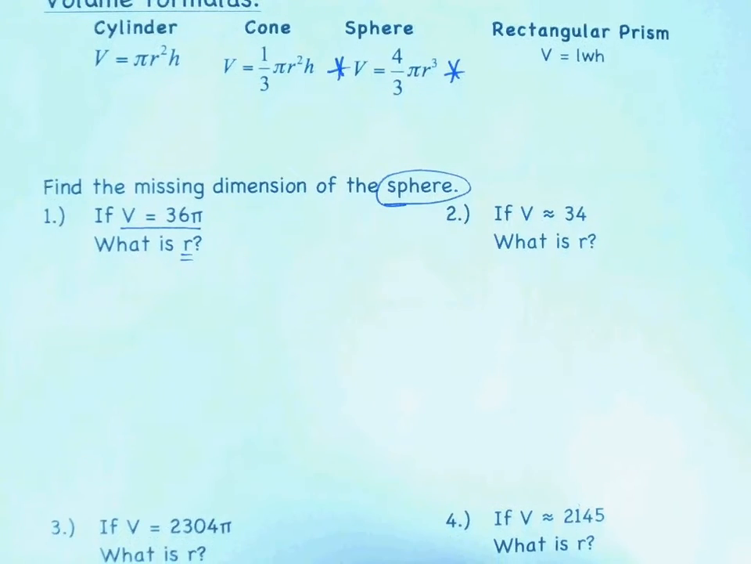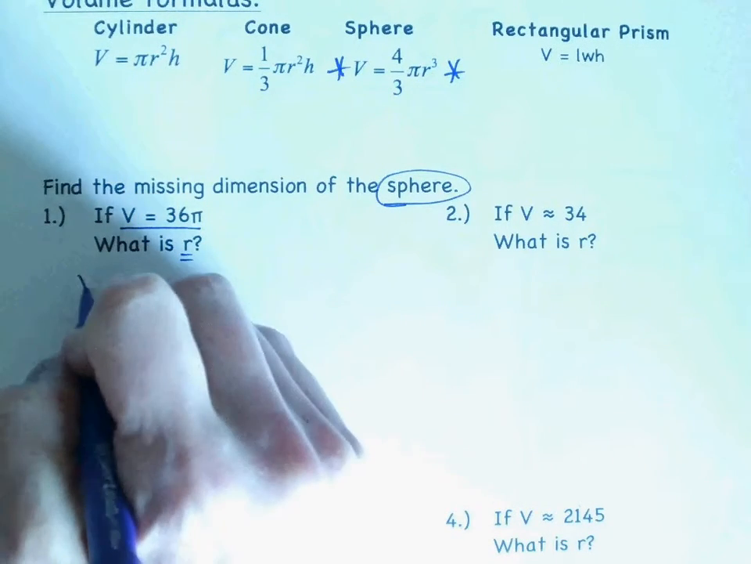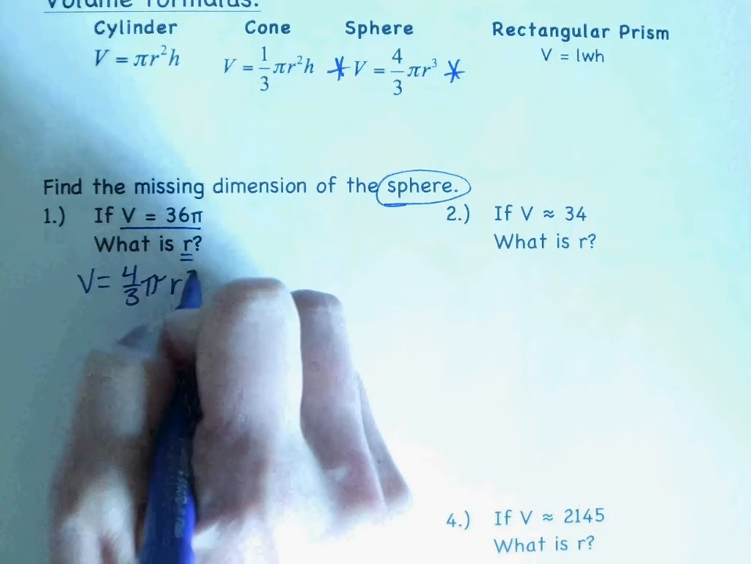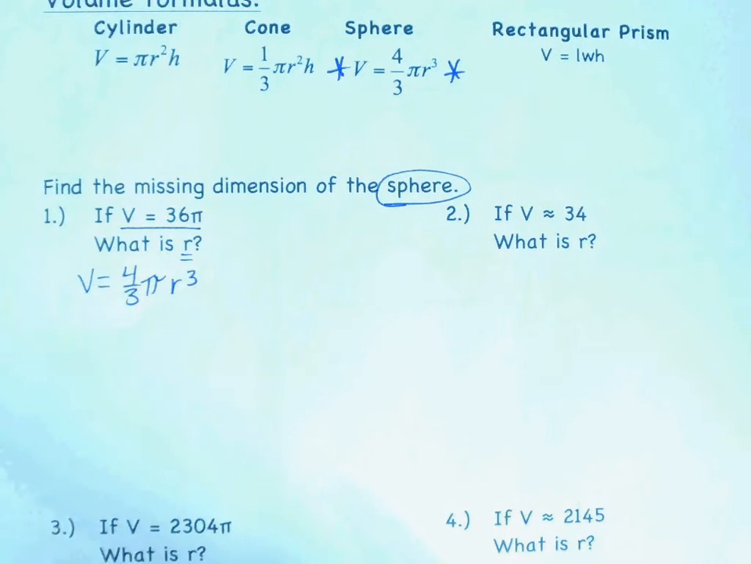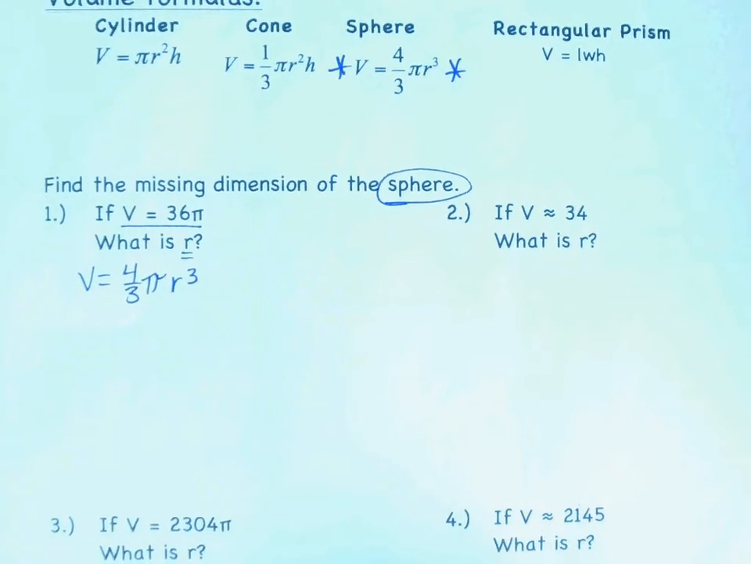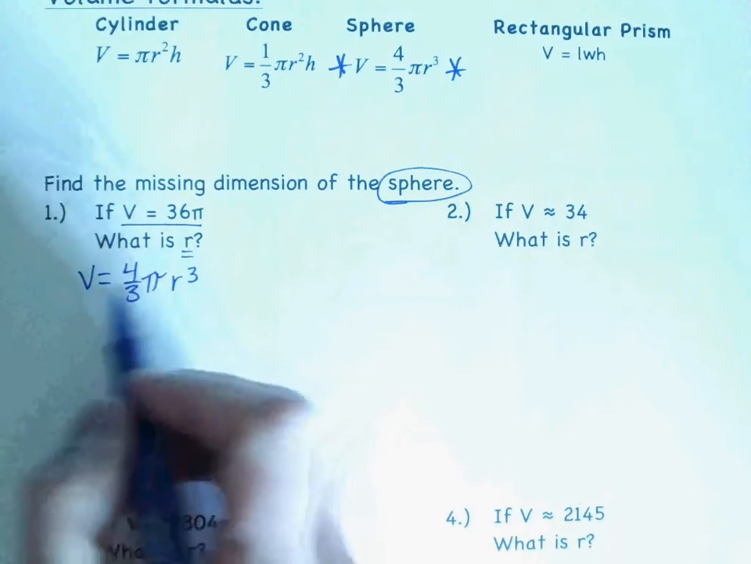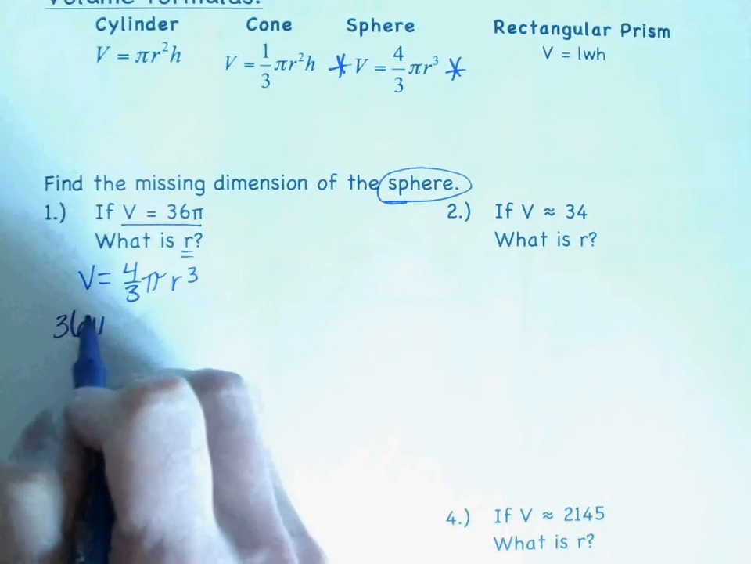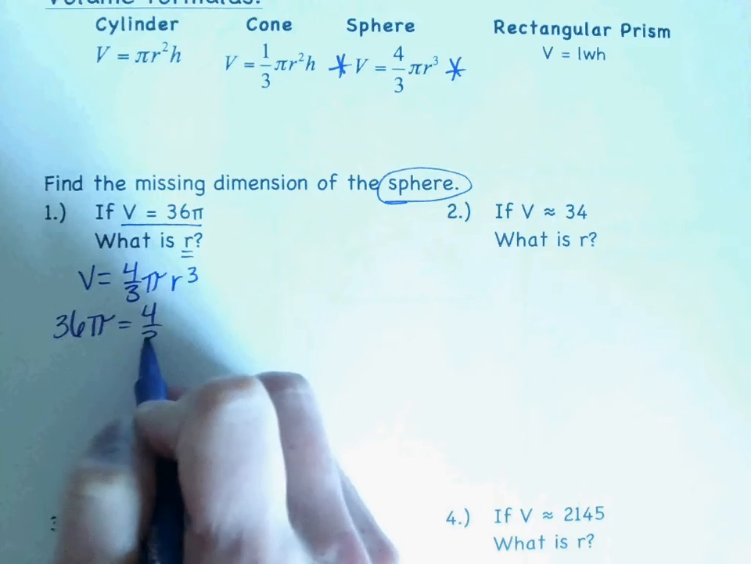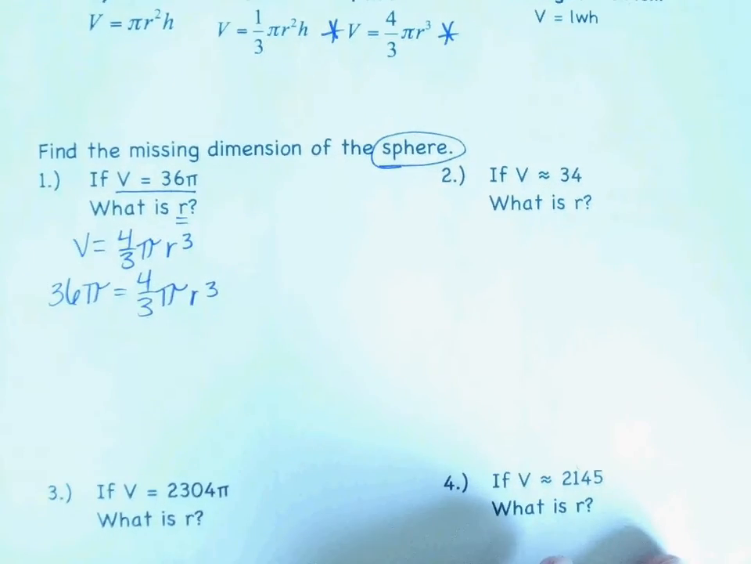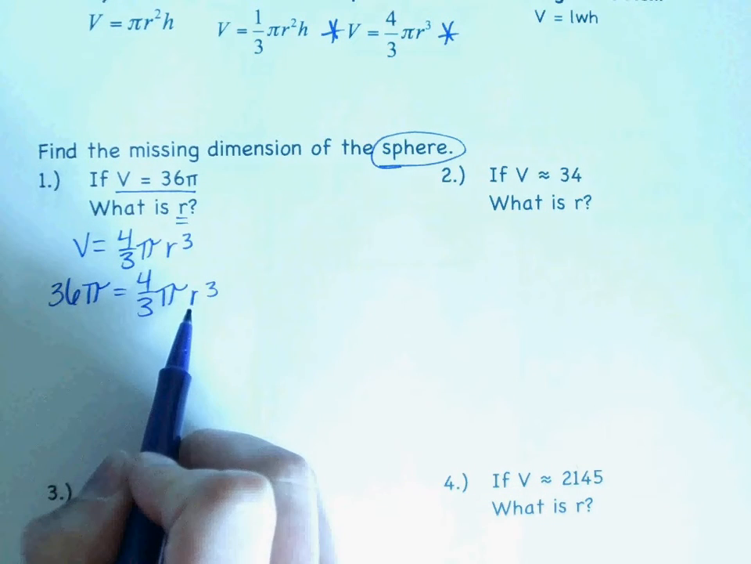And so the way we're going to start this, just like the other ones, we're going to copy down the formula. Volume equals 4/3 pi r cubed. Okay, and from here, I'm going to make my substitutions. The only substitution I have is replacing V with 36 pi. Everything else is going to get dropped down. From here, my goal is to get r by itself.